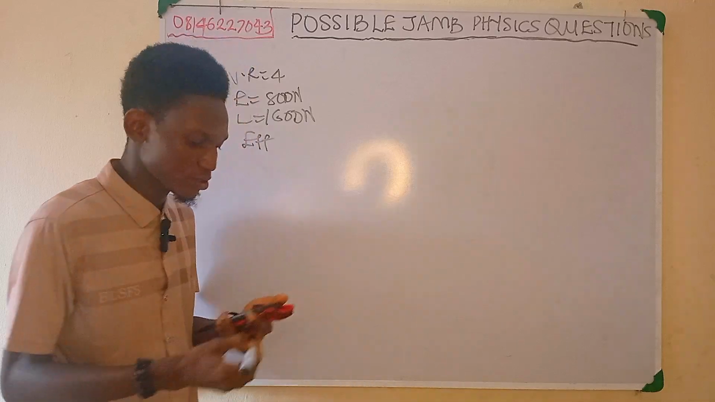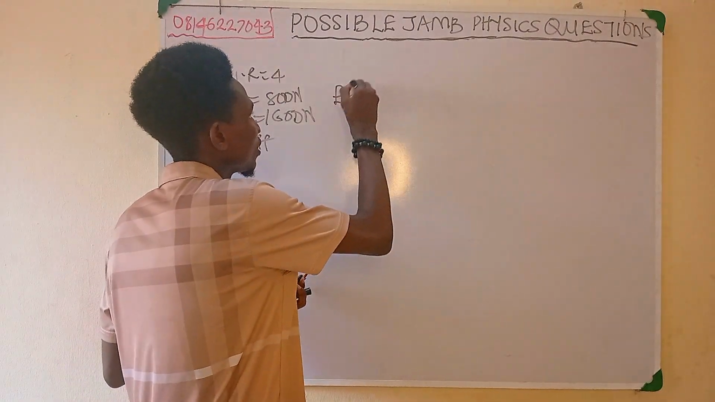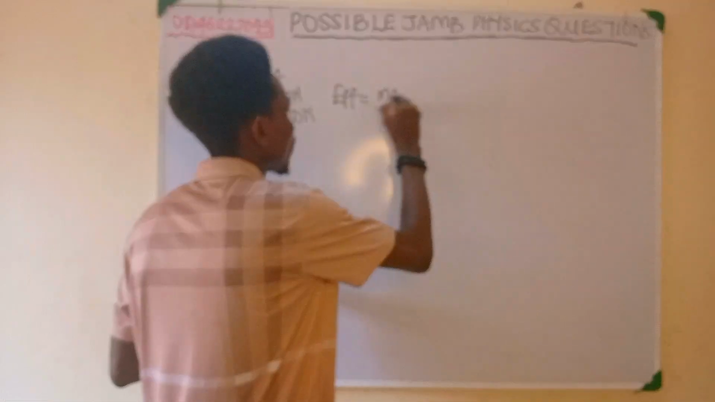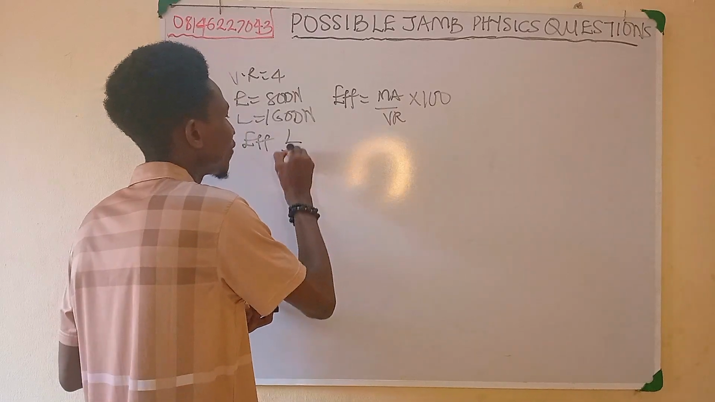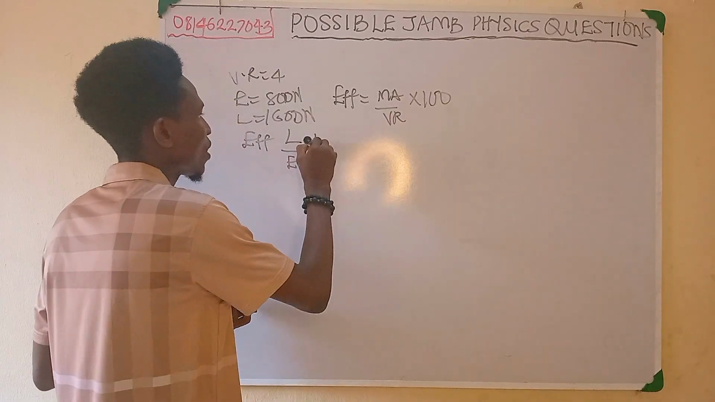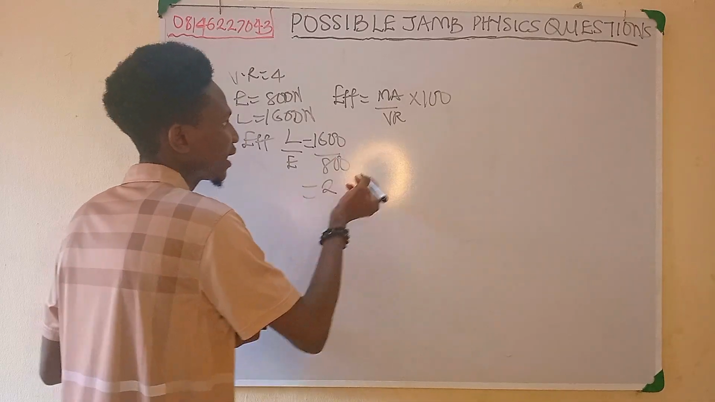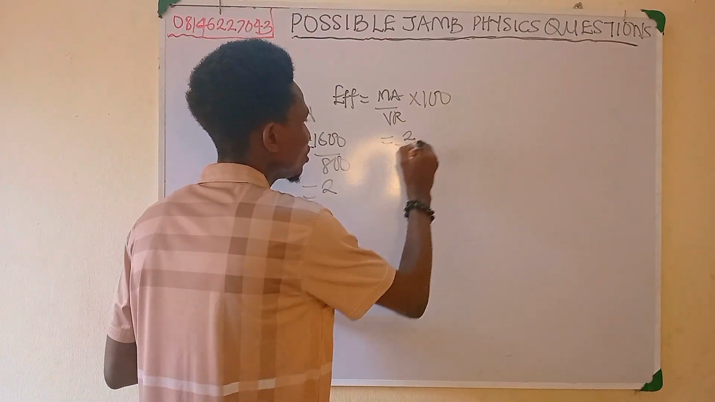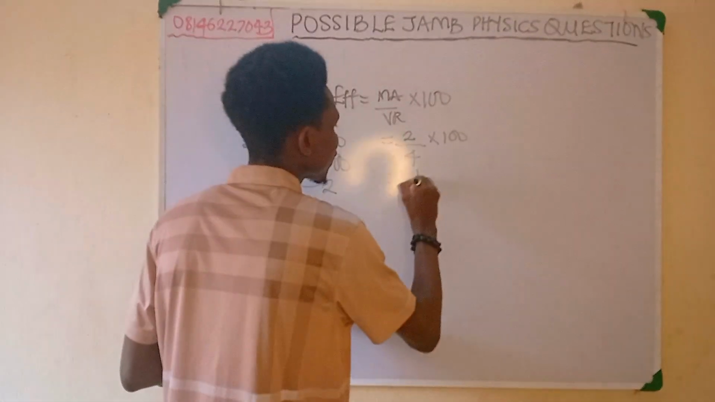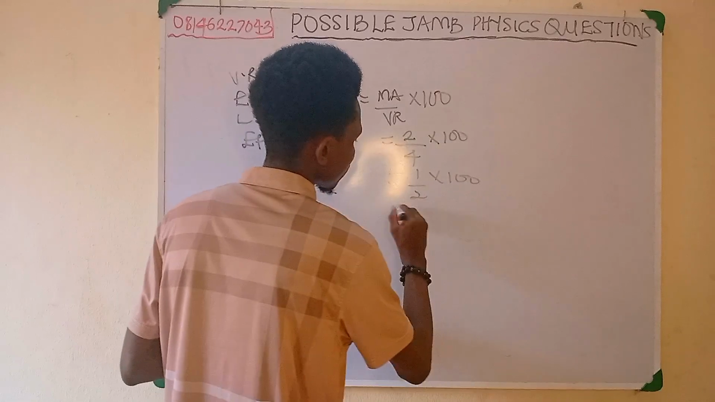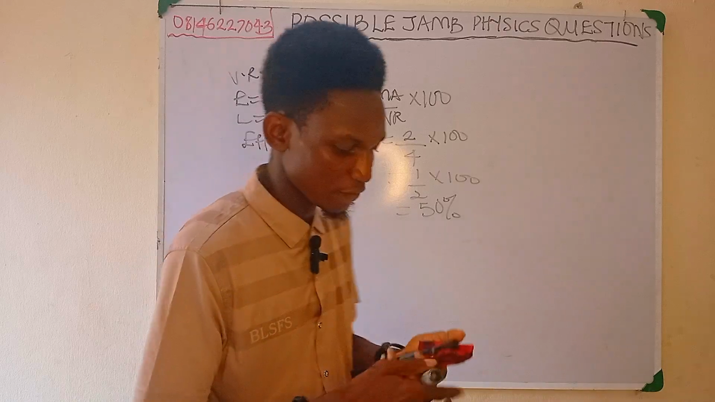Now, how do you look for efficiency? Efficiency equals mechanical advantage over velocity ratio times 100. Now, what is mechanical advantage? Mechanical advantage is load over effort. So load over effort is 1600 divided by 800. That gives us 2. So the mechanical advantage is 2. So we have 2 divided by, what's the velocity ratio there? 4, times 100. So half of 100 gives you what? 50%. So the efficiency of the machine is 50%.